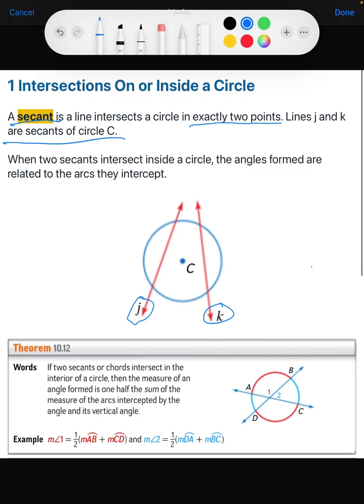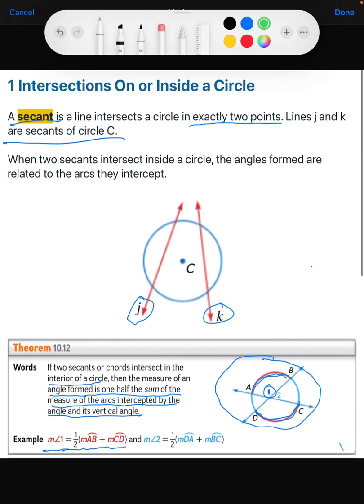In this example down here, our secants intersect inside the circle, and it tells us this theorem: if two secants or chords intersect in the interior of a circle, the measure of an angle formed is 1/2 the sum of the measures of the arcs intercepted by the angle and its vertical angle. So if we're looking at the vertical angle here, the arcs intercepted by that angle would be AB and DC. So the measure of this angle is going to be 1/2 the measure of AB and CD.